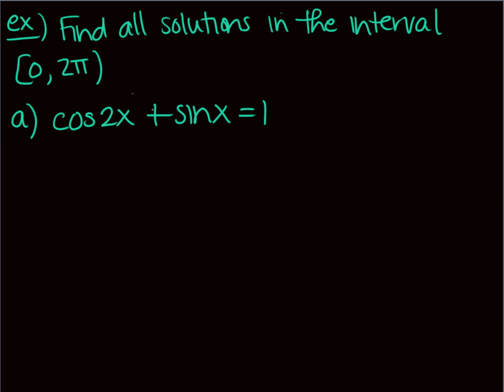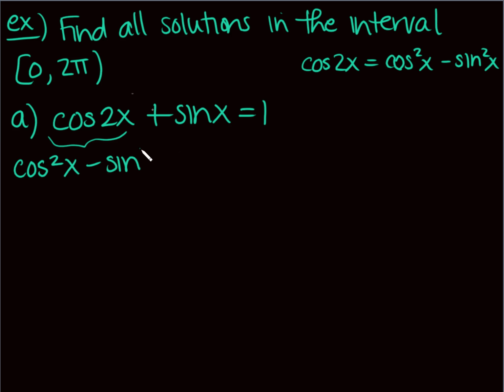So our double angle formula, as you all know, and this is why I had you memorize it, is because it tends to come up. The double angle formula for cosine of 2x is cosine squared minus sine squared. So I'm going to rewrite this, even though it seems like it's making this a little bit more complicated.